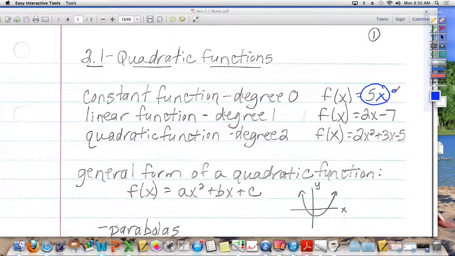Linear functions are functions that are of degree 1. f of x is equal to 2x minus 7, which really means 2x to the first power minus 7. We call it linear. You guys should be able to look at that and tell me it's linear anyway.